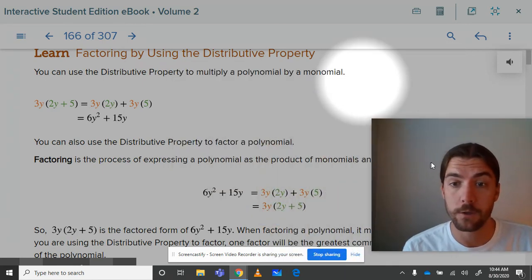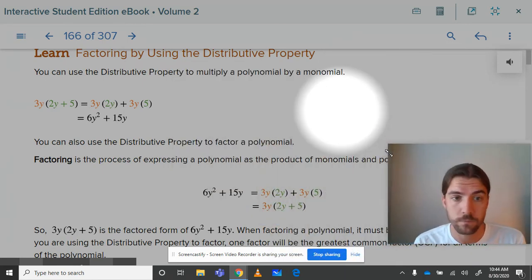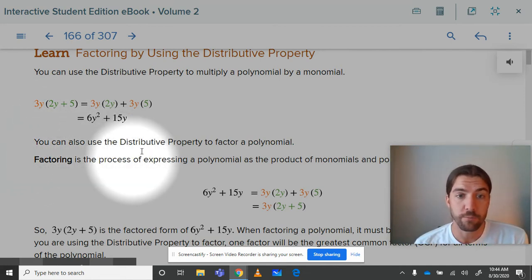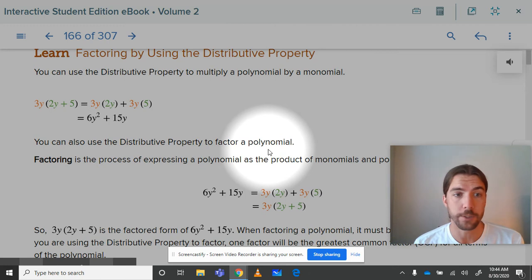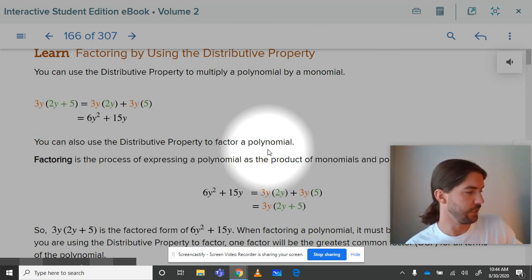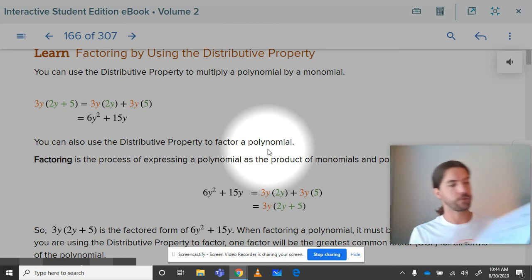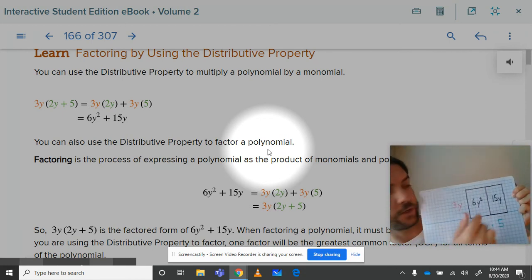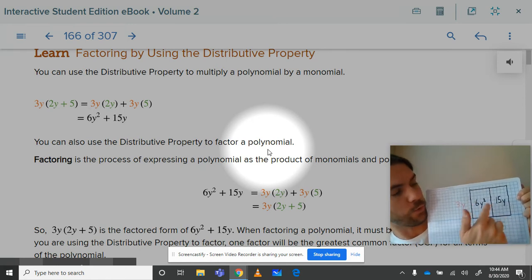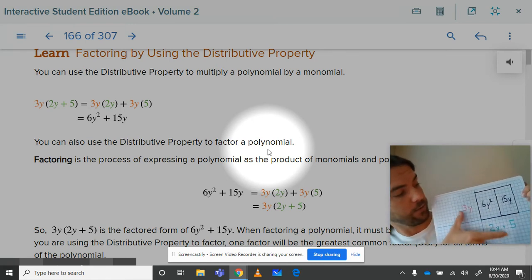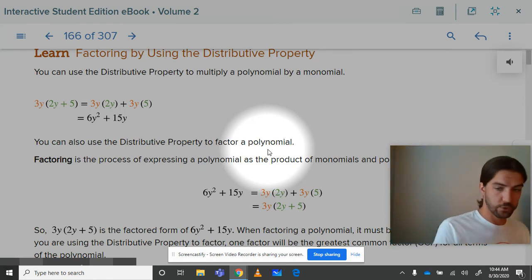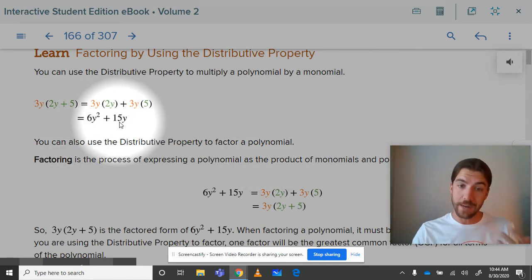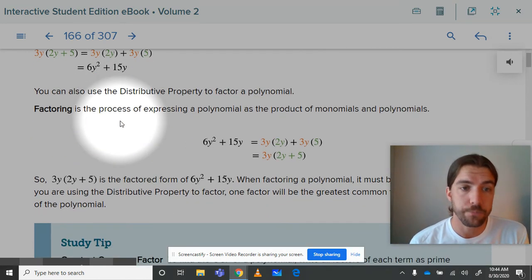Now, moving on. You can also use the distributive property to factor a polynomial. Factoring is, in a sense, just going backwards. If multiplying two factors gives us the product, then starting with the product and going backwards gives us the factors. So that's what we're going to try to do. We're going to start with 6y squared plus 15y and go backwards to those two factors.